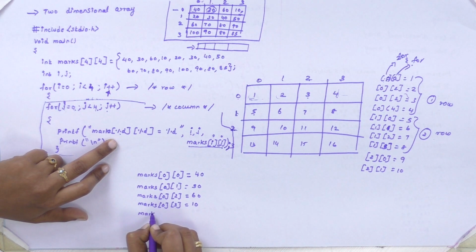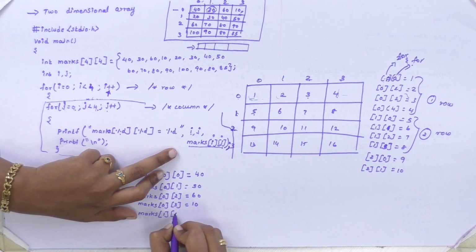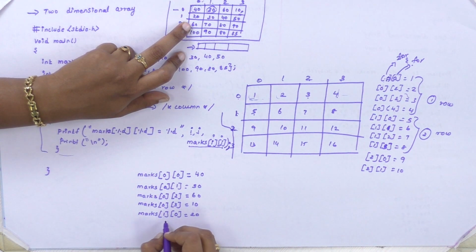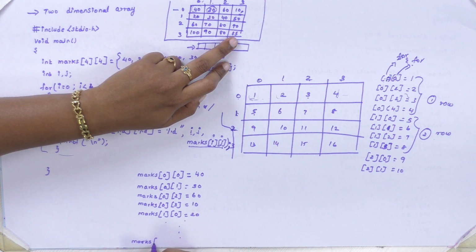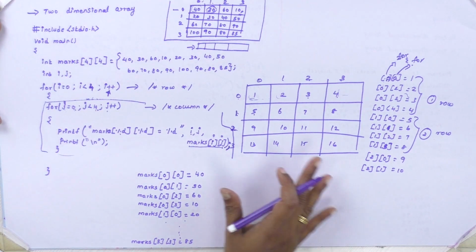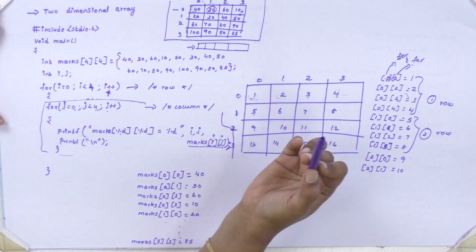Now the same process will repeat. Now the i value will be 1 and the j value will be 0. So it accesses the values like this, up to marks of 3 3. It will access values up to 85. So by using a for loop, we can access the array values. Thank you for watching this video.